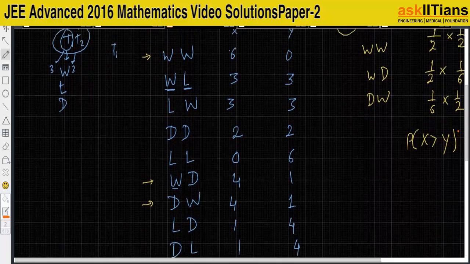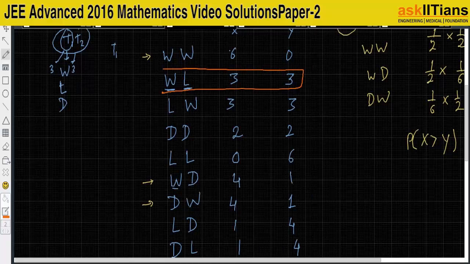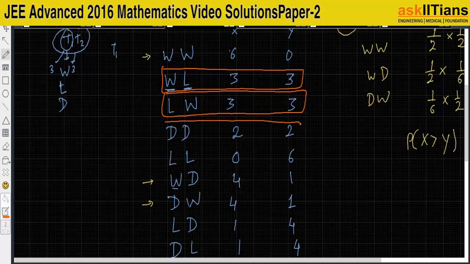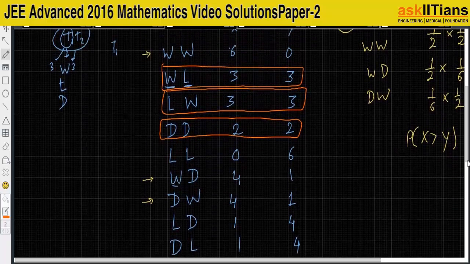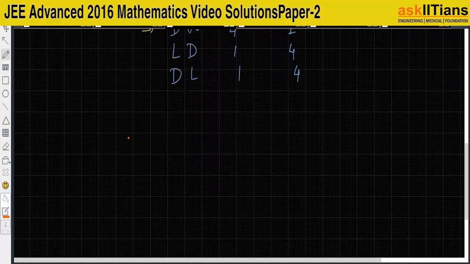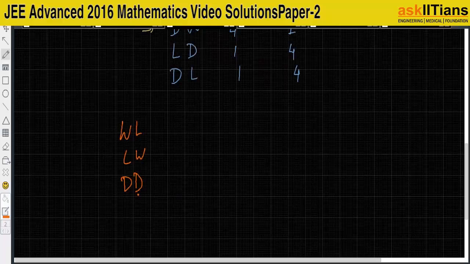So in which of the following cases is x equal to y? X is equal to y in this case, and in this case, and only three cases, right? So win lose, lose win, and draw draw. Win lose, lose win, and draw draw. These are the three cases, right? And again this is with respect to T1.